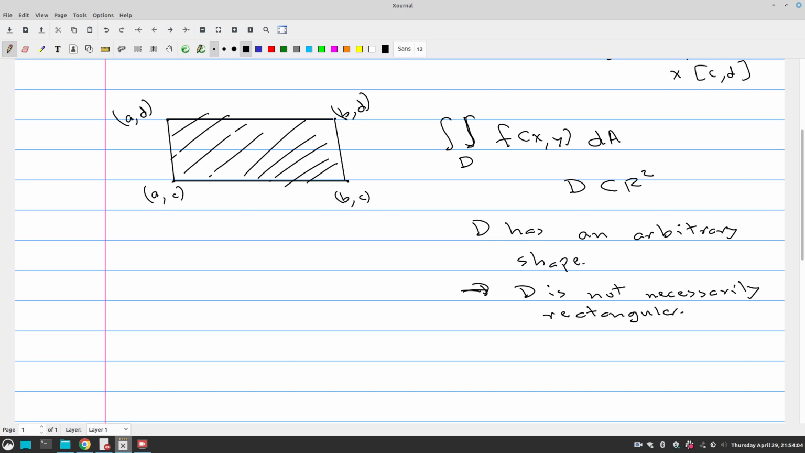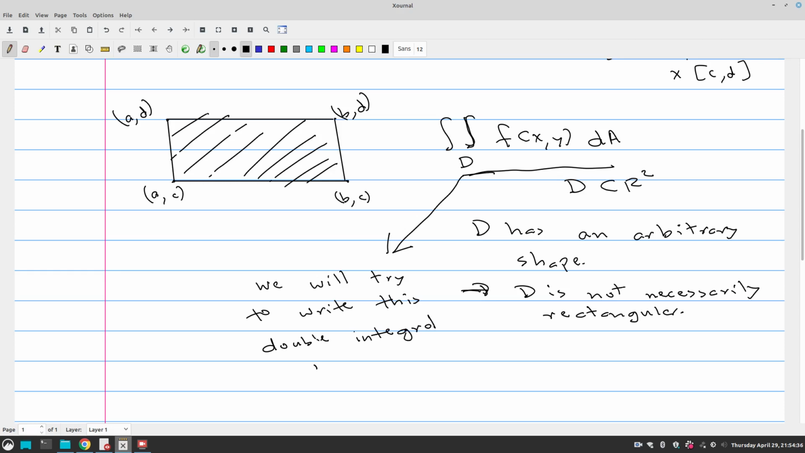Now what we're going to do is try to write this double integral as an integral over a rectangular region, as a double integral over a rectangular region. Now how shall we accomplish this task?